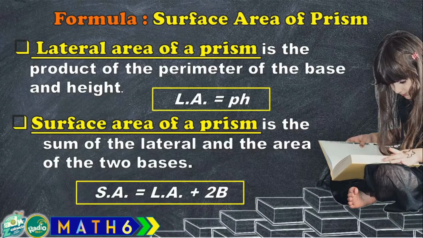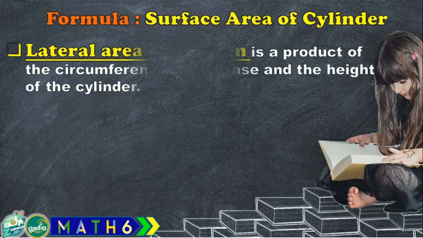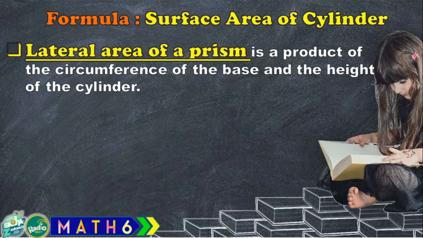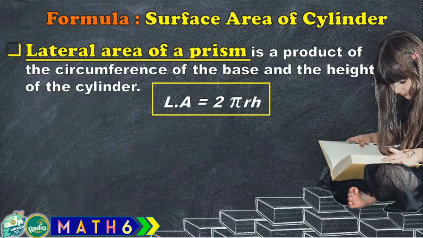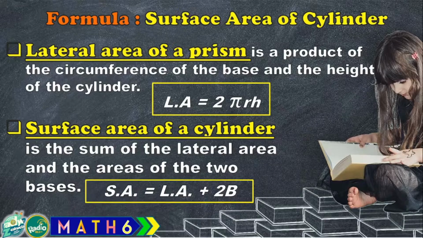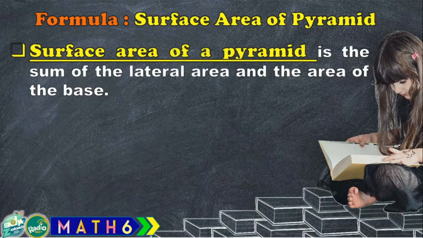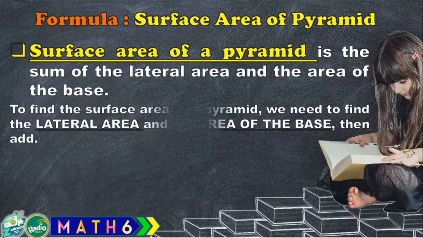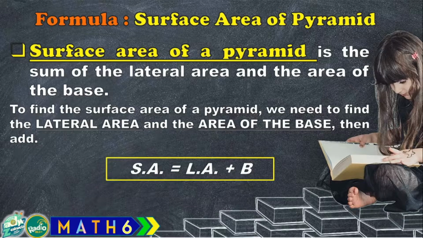Now, if we want to know the surface area of a cylinder, what formula are we going to use? For the surface area of a cylinder, we need to find first the lateral area. The lateral area of a cylinder is the product of the circumference of the base and the height of the cylinder. That is, lateral area equals 2 pi RH, or 2 pi times radius times height. Thus, the surface area of a cylinder is the sum of the lateral area and the areas of the two bases, or surface area equals lateral area plus 2B.